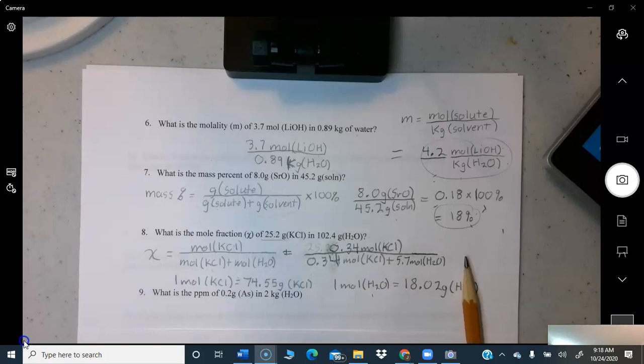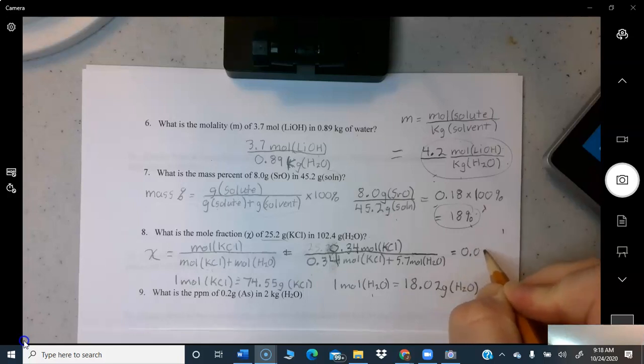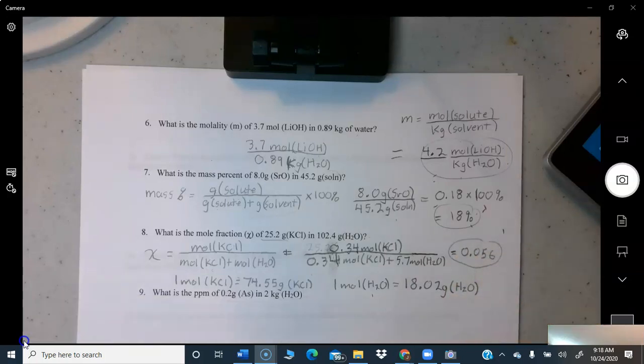Okay, and what you get for that is 0.056. And if we're doing significant figures, we can do it to 3. And that's your answer. You don't multiply by 100. It's not a fraction, it's a decimal. That's why the name's a little misleading. You just express it as a decimal number. Okay?